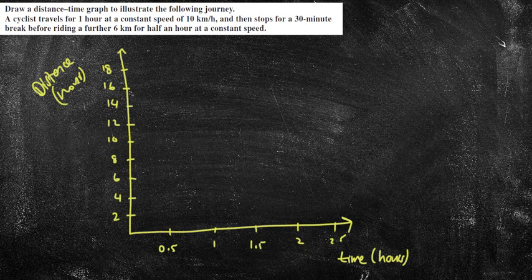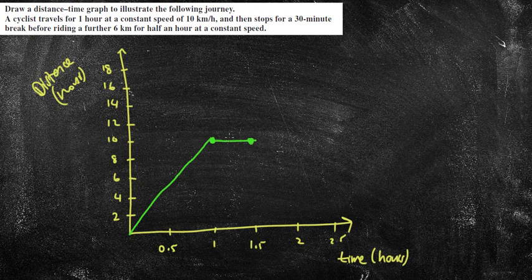I'm now going to plot some points. So in the first hour, we travel a total of 10 kilometers. So I'm going to put a dot there. Now, it then stops for 30 minutes. So he stops for 30 minutes, which is there. I'm going to start drawing my graph because there's a sort of change. That's where my change occurs.